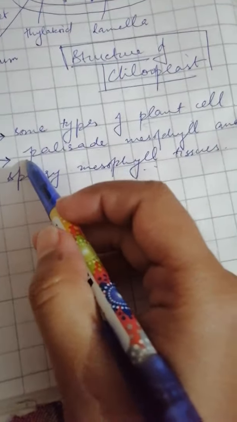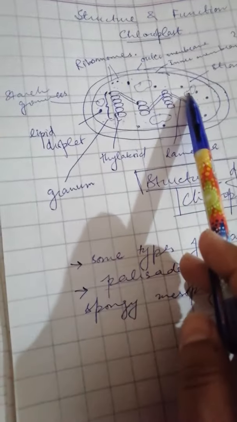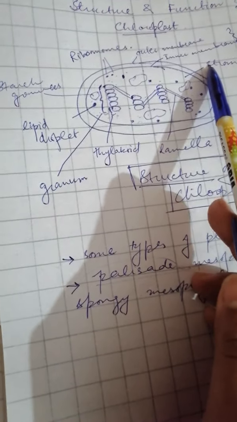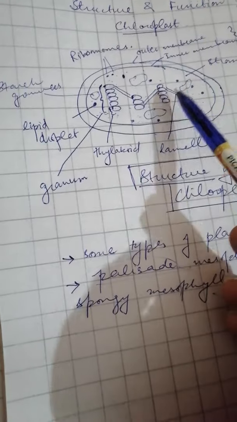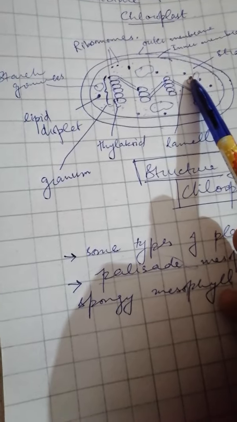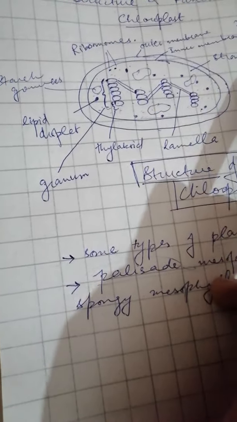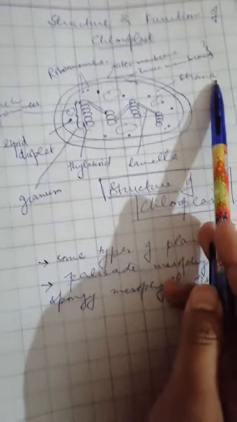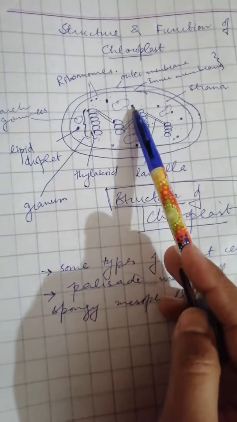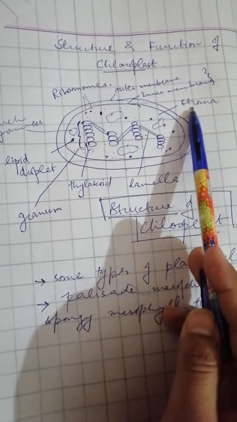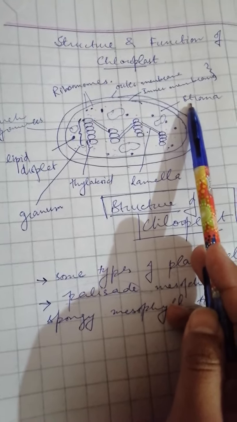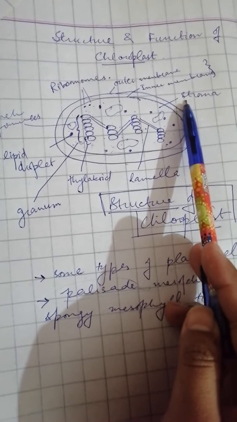Each cell may contain many chloroplasts, and each chloroplast is surrounded by an envelope of two membranes. The outer one is called the outer membrane and the inner one is called the inner membrane. Inside the chloroplast we have a watery material that makes up the chloroplast, and this is known as stroma. For other cells we call that watery liquid cytoplasm, but for chloroplast we call it stroma. And there are many enzymes present within this stroma.